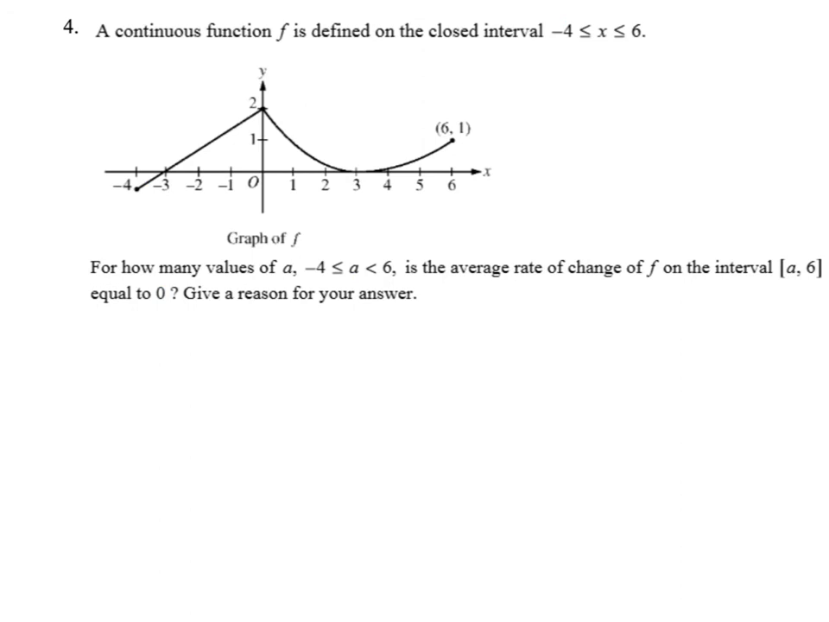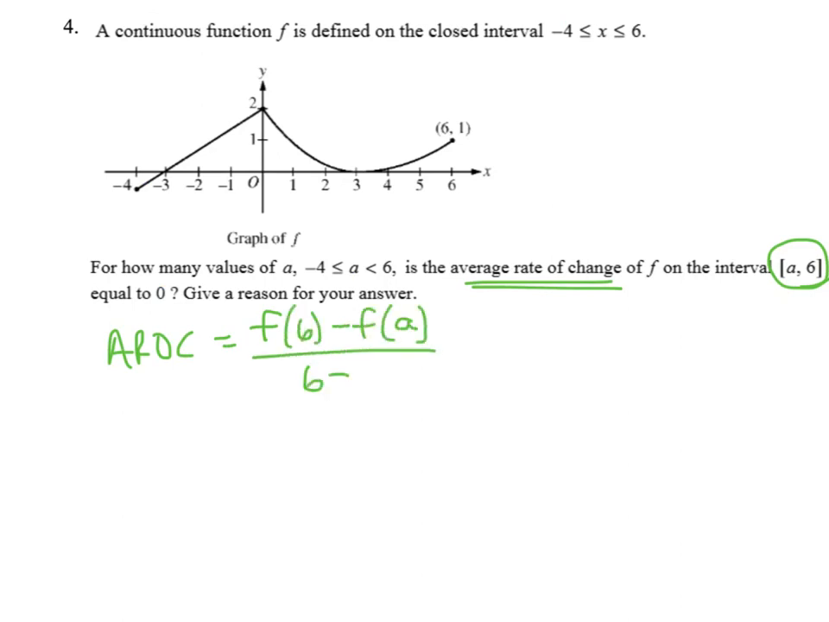Okay, so let's just take apart what we know. We know that we have a formula for average rate of change, and they give us an interval. So let's start there. Average rate of change is equal to f of 6 minus f of a over 6 minus a. Now what they want is for the average rate of change to equal 0. So f of 6 minus f of a, all over 6 minus a, equals 0.